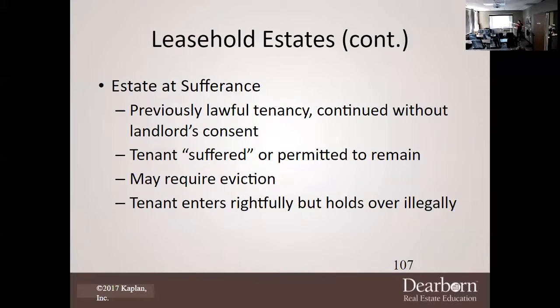Okay? Now this one's, Mr. Eugene, this is your favorite. This is the favorite of all for you, Mr. Eugene here. It's called an estate at sufferance. What's the word sufferance sound like to you, Mr. Eugene? Money, pain. Pain, right?